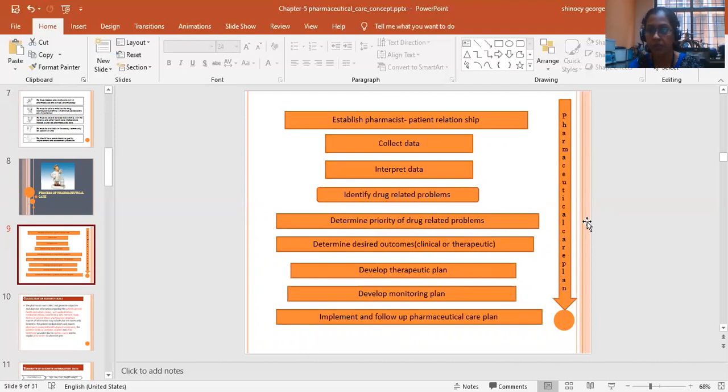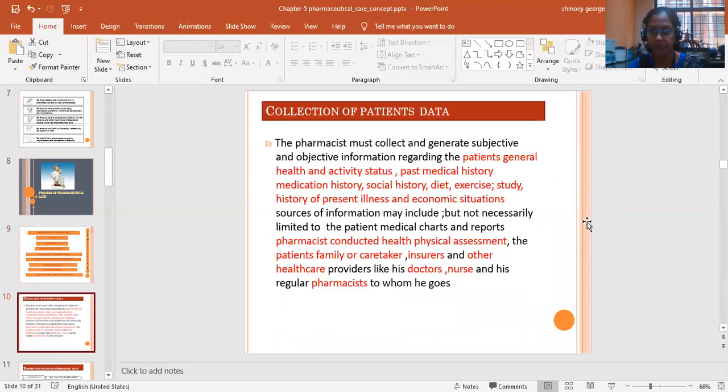For any kind of drug therapy, the next step is to decide the outcome. If it is an anti-diabetic drug, the desired outcome is reducing the blood sugar value. If it is an antihypertensive drug, the therapeutic outcome is reducing the blood pressure. Then based on that, we have to design the therapeutic plan, monitor the therapeutic plan, and do the proper follow-up for the pharmaceutical care plan.